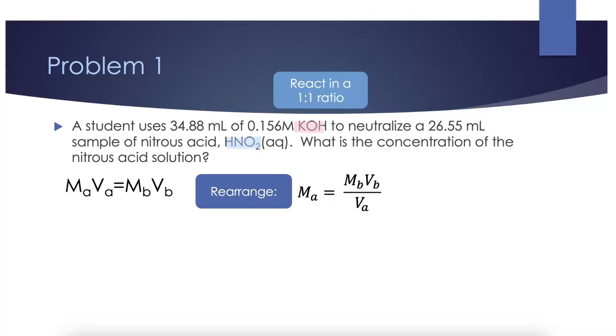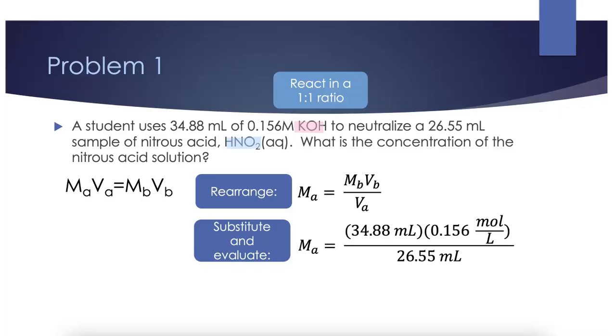If we go back and read through our problem, we can substitute and evaluate because we have all the information. It's there. I know the volume of the base that was used. I know the molarity of the base that was used. And I know the volume of the acid that was used. And I can substitute all of this in.